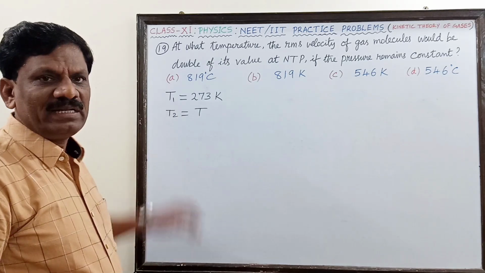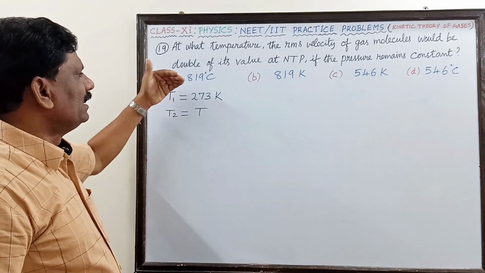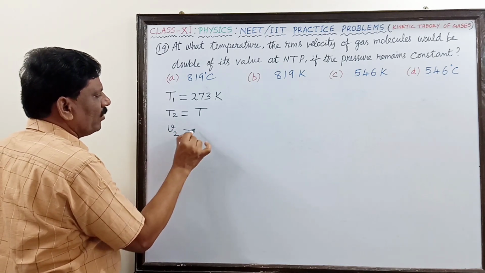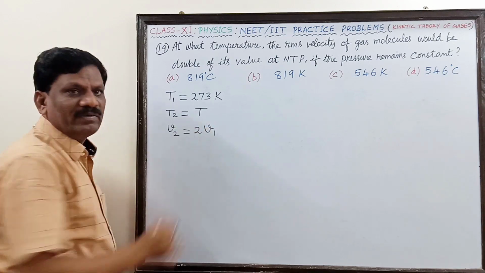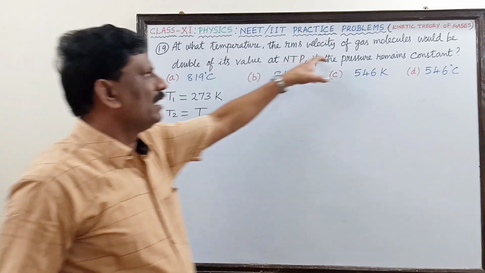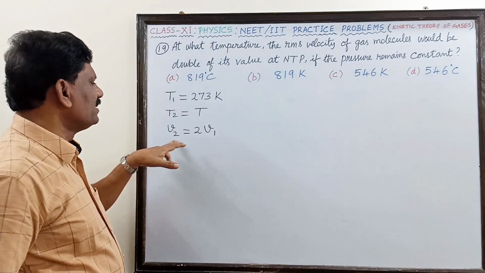We have to find the relationship at what temperature the RMS velocity V2 is equal to 2 times V1, which is given. So at what temperature, that is at T, would the RMS velocity be double of its value.